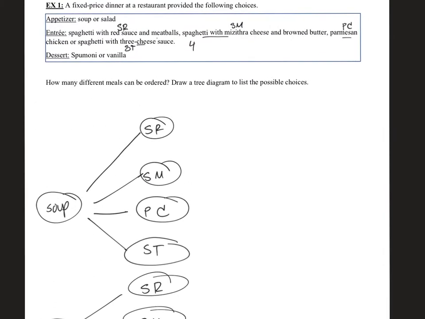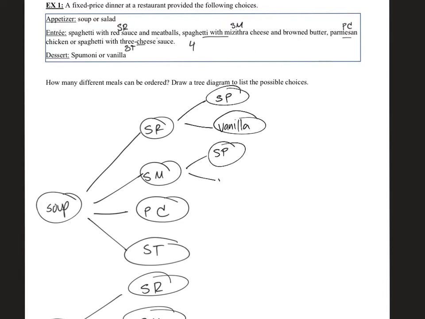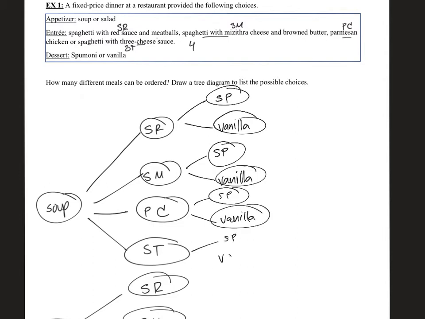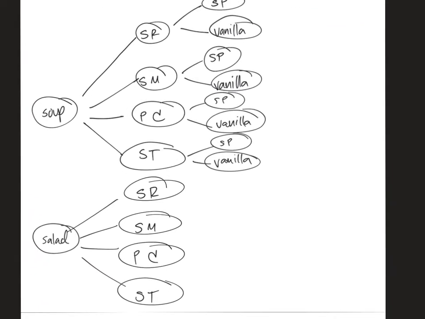Alright, and lastly, once you had that delicious entree, you could choose an ice cream, spumoni or vanilla. I'll write out vanilla, why not? Spumoni or vanilla, for each of the entrees. Getting a little clustered here. Alright, then spumoni or vanilla once again for all of them.